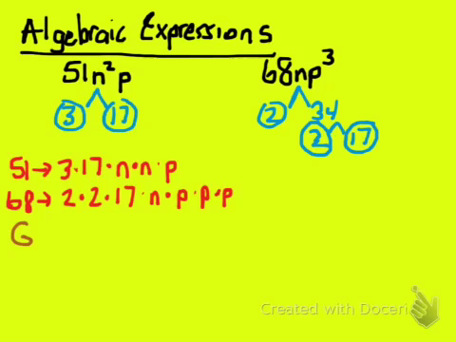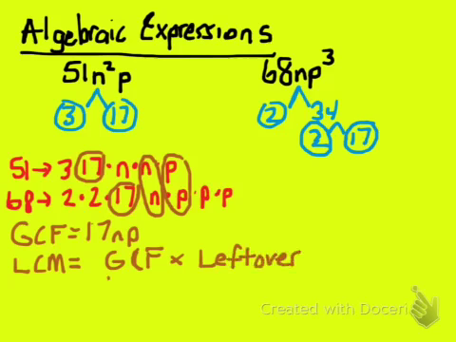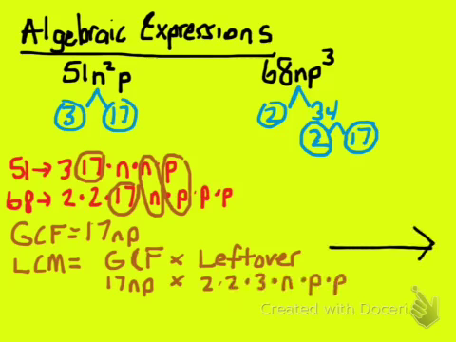Now to find the GCF, we're going to circle all the common primes here. We have 17, and one set of n's and one set of p's. So the GCF is 17 NP, right? Then the LCM is going to be taking that answer times all the leftovers. So your LCM is the GCF times the leftovers, and here's what that looks like number-wise. So 17 NP times 2 times 2 times 3 times N times P times P.